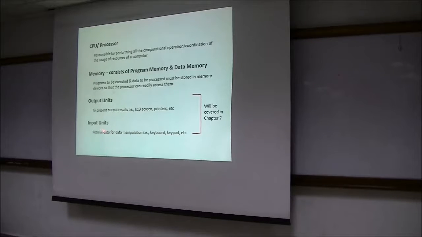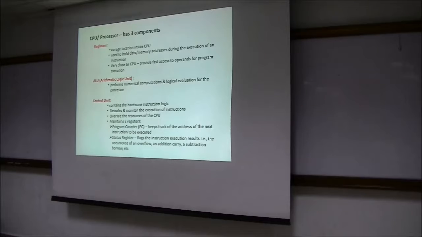Before that, I would like to tell you that the output unit and the input unit we will cover in chapter 7. Is it okay? Now we're going to progress to see in detail the CPU and the memory. So we have 4 modules: CPU, memory, output and input. Output and input, we close for now and see them in chapter 7. So the remaining 2 are CPU and memory. Now we focus on the first one, which is the CPU.